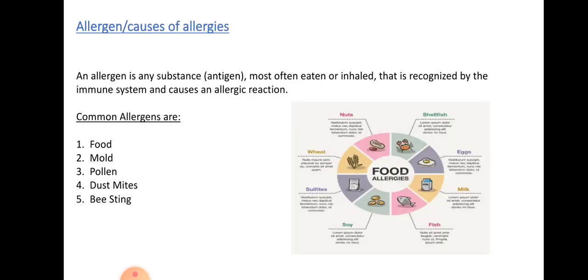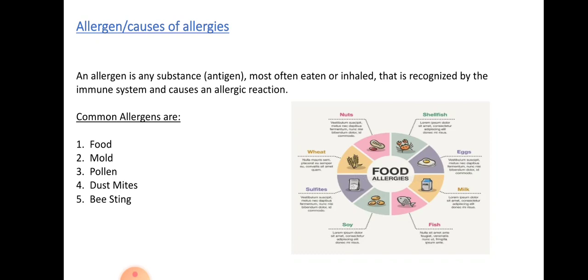Next, moving on to the causes of allergy, which are also known as allergens. So an allergen is any substance or antigen, most often eaten or inhaled, that is recognized by the immune system and causes an allergic reaction. So I have listed some of the common allergens here: food, mold, pollen, dust mites, and bee stings.